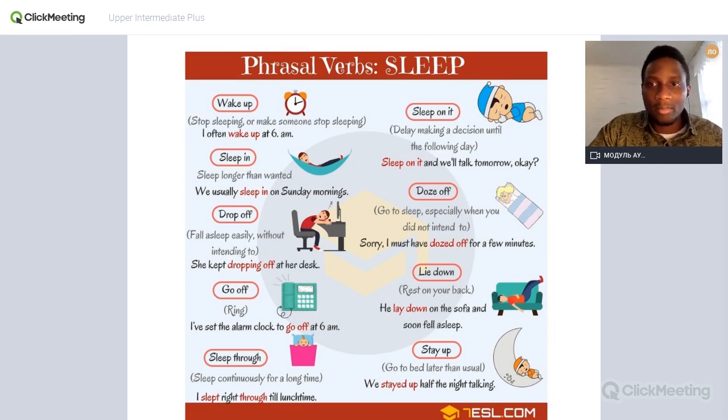Wake up. That means stop sleeping or make someone stop sleeping. And I often wake up at 6 a.m. Some of us, we have alarm tunes that can be really annoying, and you don't want to wake up when our alarm clock starts going off. And then you have sleeping in. Means sleep longer than wanted. As you can see, this guy on a hammock is dozing off. We usually sleep in on Sunday mornings.